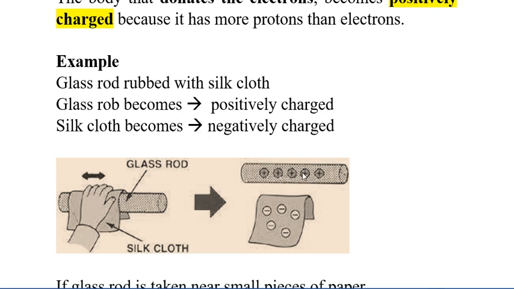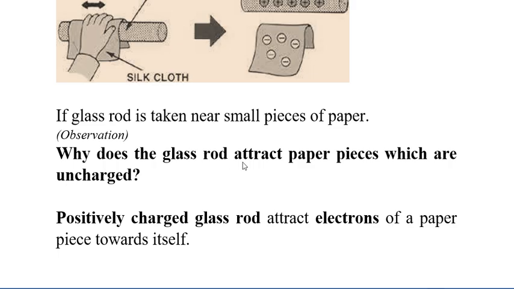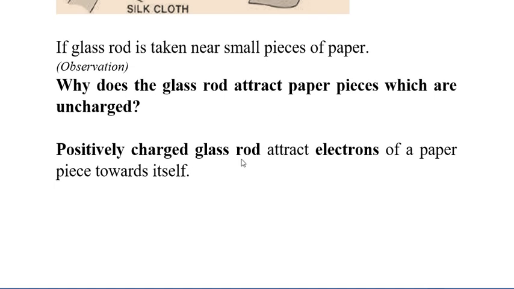Right? Now from this, if we take the glass rod to small pieces of paper, let's see what happens. We observe that the glass rod attracts the paper pieces, which are uncharged. Why is this happening? Why is the glass rod attracting the paper pieces? The positively charged glass rod attracts the electrons of the paper pieces towards itself. We know that the glass rod has a positive charge and paper pieces contain both electrons and protons. The electrons from the paper pieces get attracted towards the positive charge of the glass rod.